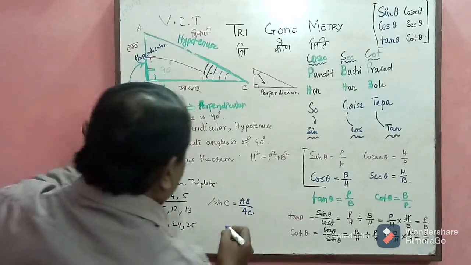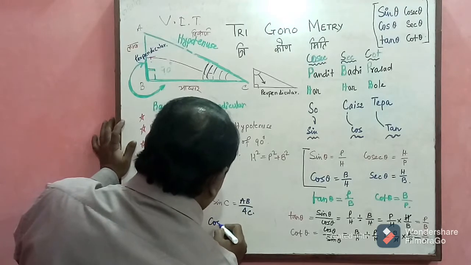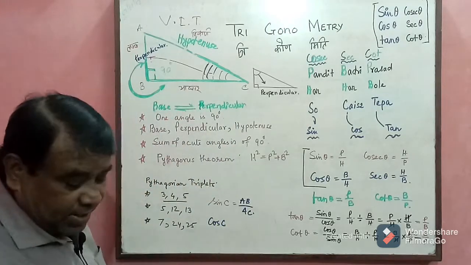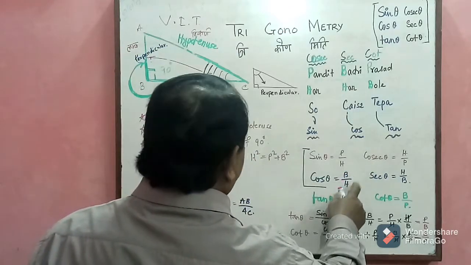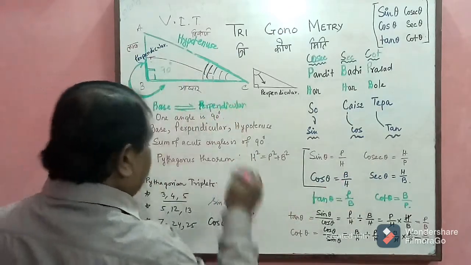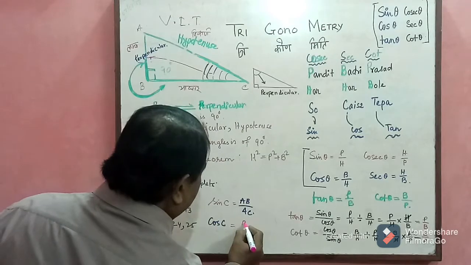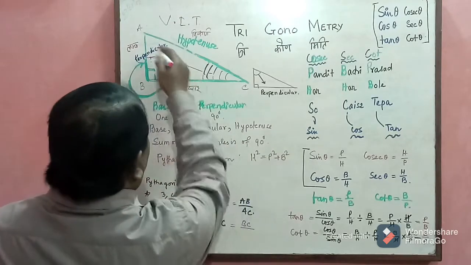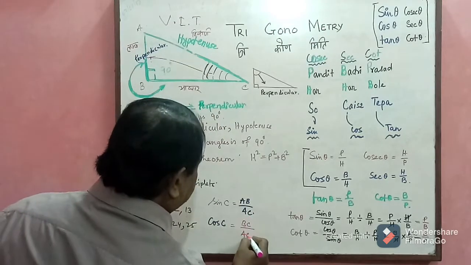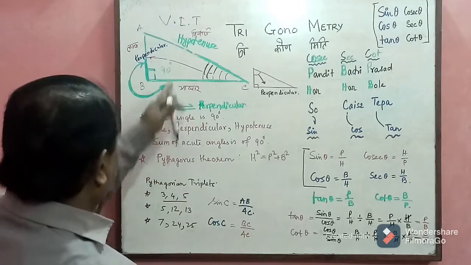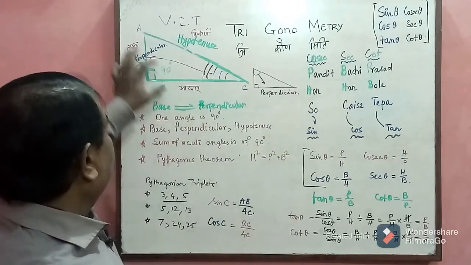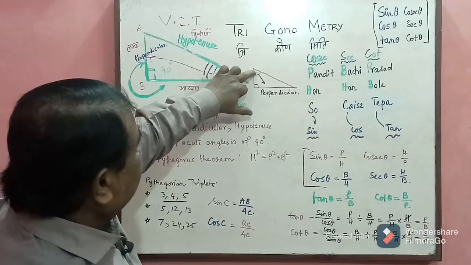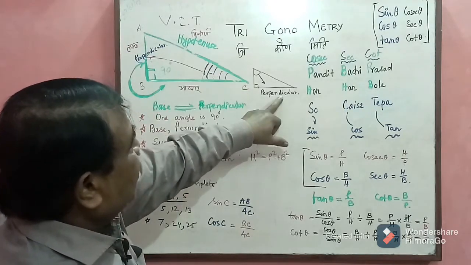Similarly, if I say cos C, so cos C is base upon hypotenuse. Base here is BC, hypotenuse AC. This is the concept. That means if you are measuring this angle, then definitely this will be the perpendicular.